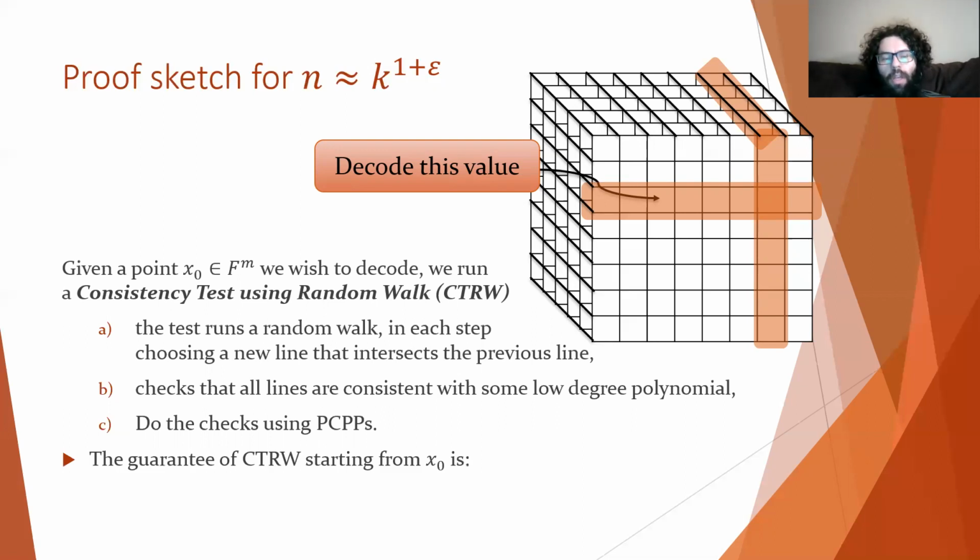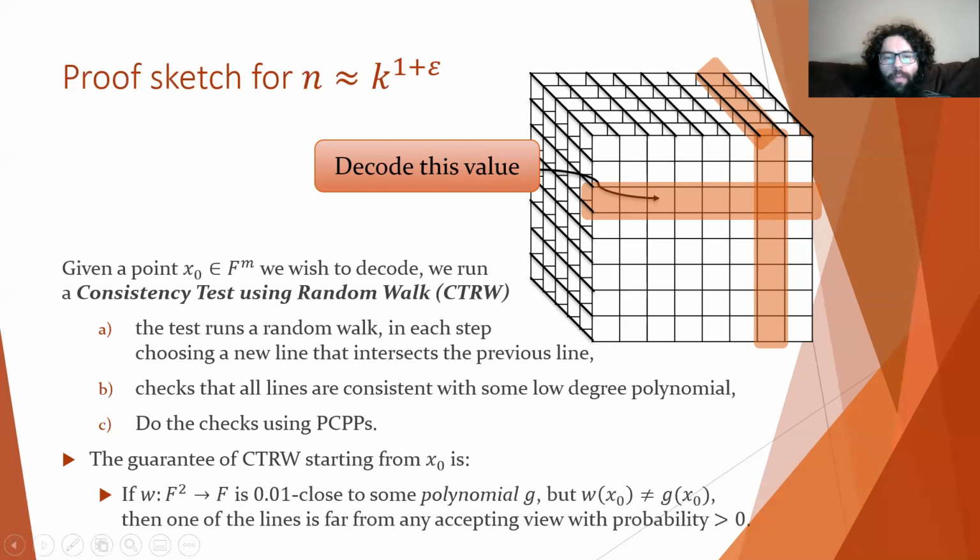And the guarantee is the following. If we have this CTRW, consistency test using random walk, starting from x0, and if our input is close to some low degree polynomial but it's wrong at the starting point, then there is some probability that one of the lines will be far from any low degree polynomial. And if it's far from a low degree polynomial, then the PCPPs are going to catch this and we're going to reject. Okay, so the guarantee: if the value at the point x0 agrees with G on x0, then we're fine. And if they don't agree, then this random walk is going to catch this with some probability. So think for now that it's going to reject with constant probability.